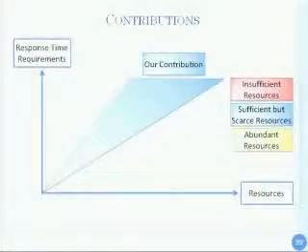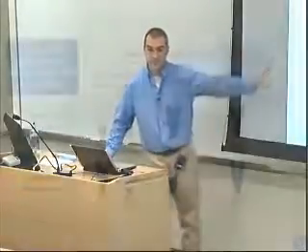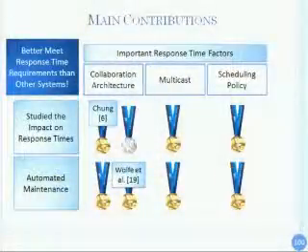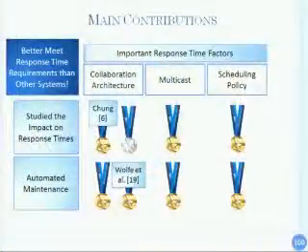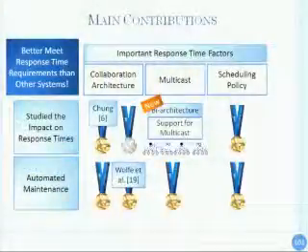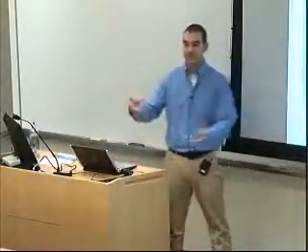So let me summarize my contributions. I focused on this window of opportunity in collaborative systems, and I studied three important performance factors: collaboration architecture, multicast, and scheduling policy. In the process, I was the first to evaluate the impact of multicast on response times, and I introduced a new bi-architecture model because the old traditional collaboration architectures don't support multicast. I also studied the impact of scheduling policies on response times and came up with a lazy policy that combines psychology and scheduling results to give us interesting benefits. I also developed a model that can predict the response times for any combination of these factors.